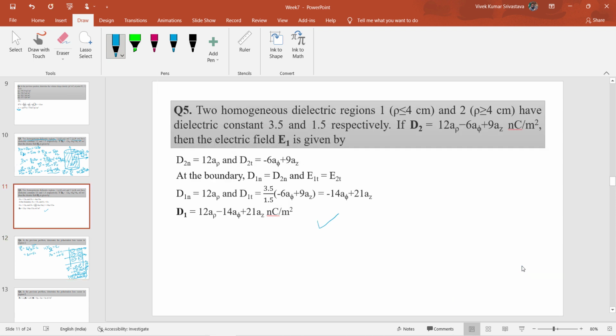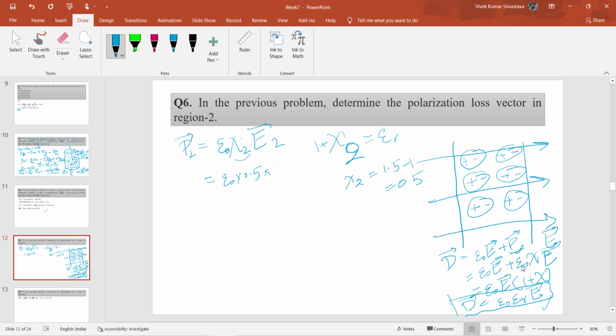Here e2 is given in the question. So this becomes 12 aρ minus 6 aφ plus 9 az. And we have to divide this by epsilon naught into epsilon 2, let us say epsilon 2r, the relative permittivity of medium 2.